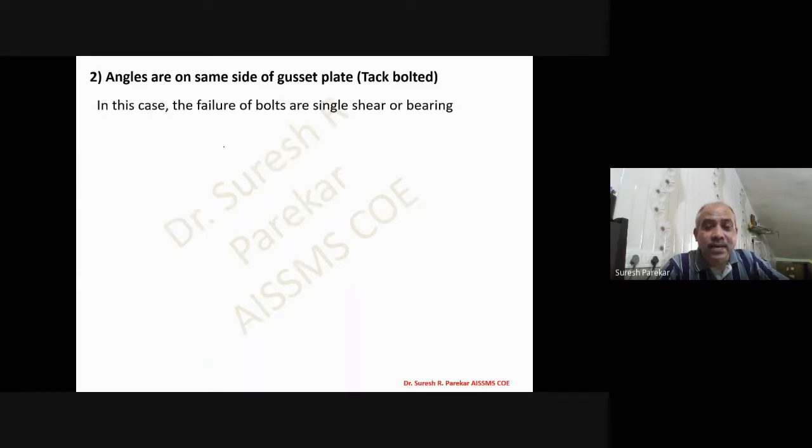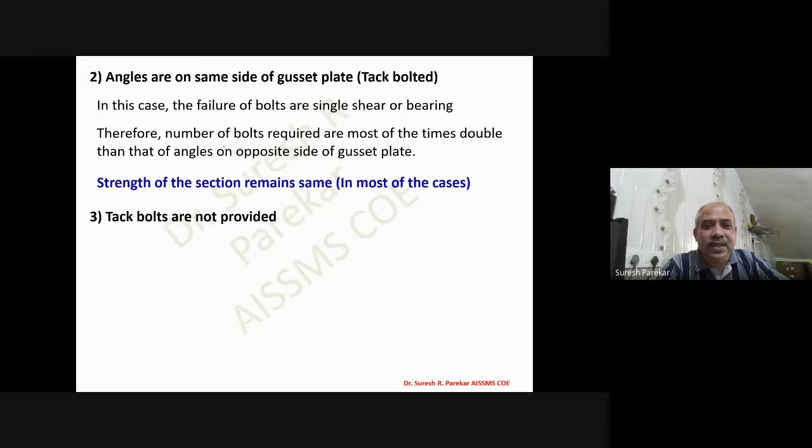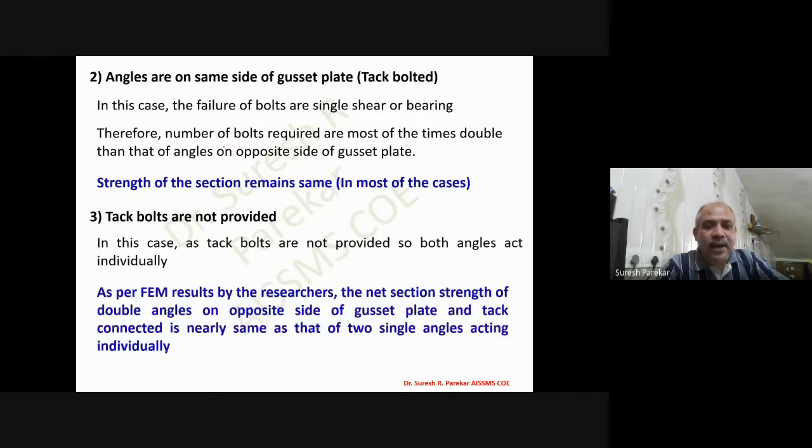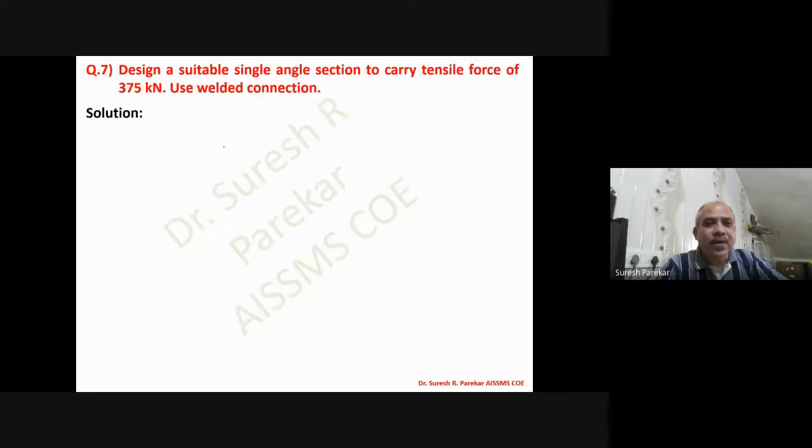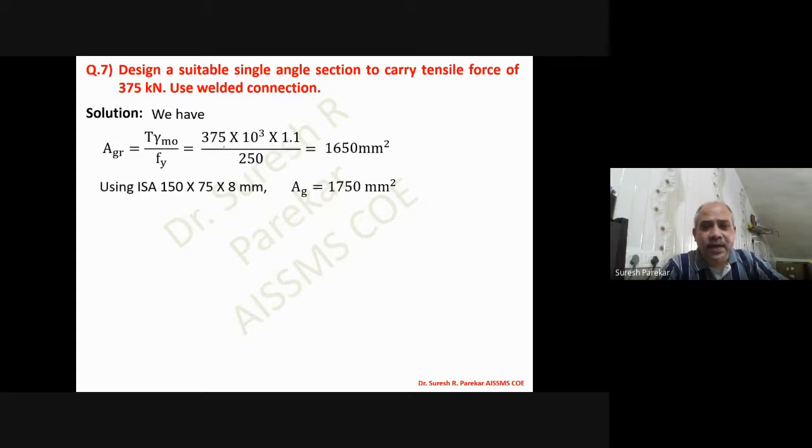And then the last problem, I have already mentioned this: failure of bolts is in single shear or bearing, and the number of bolts required is double that of the angle section, and the strength of the section remains the same in most of the cases. Now tack bolts I already mentioned, so this is given in the book Design of Steel Structures by Narayanan, and there it is mentioned that the value is nearly the same whether you provide tack bolts or do not provide tack bolts. Now the last problem we have is with a welded section.